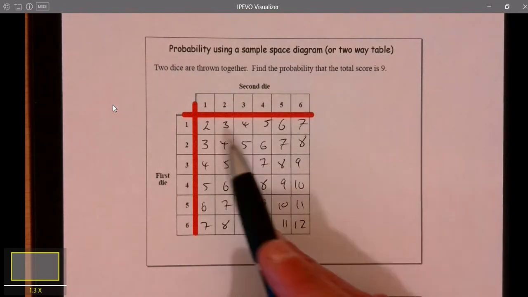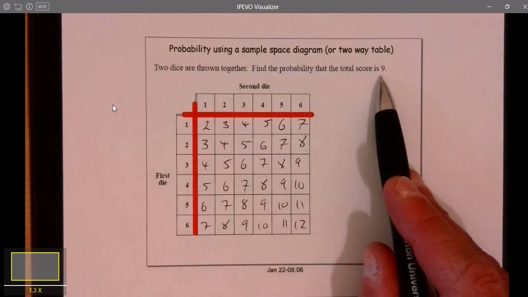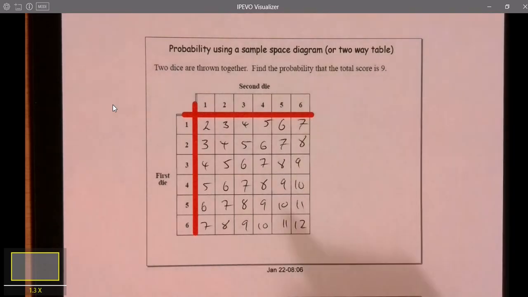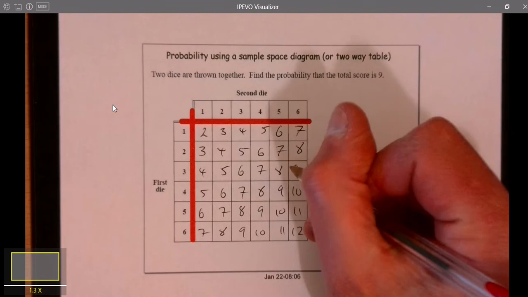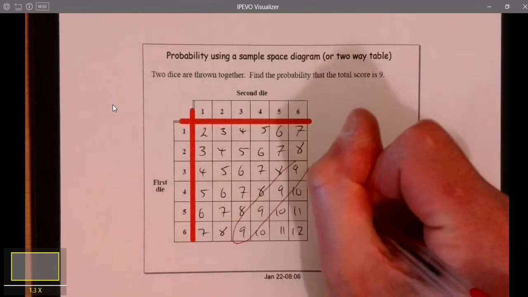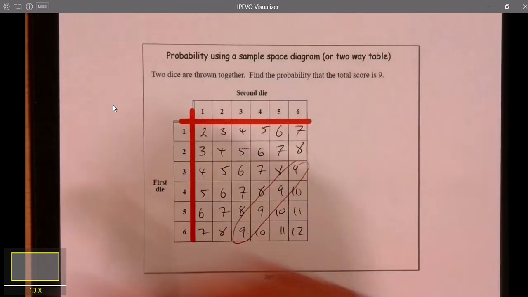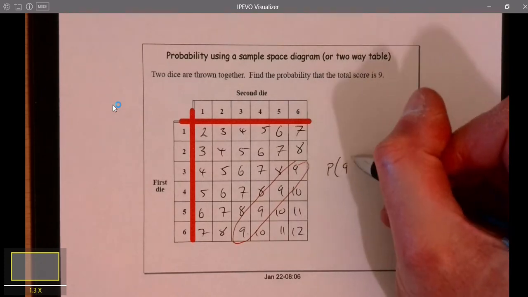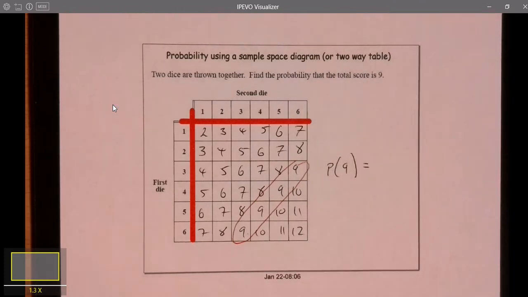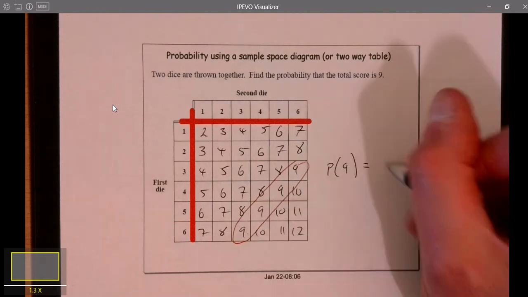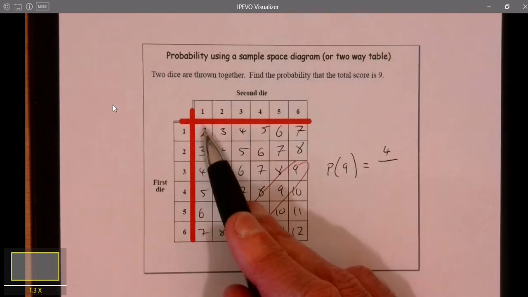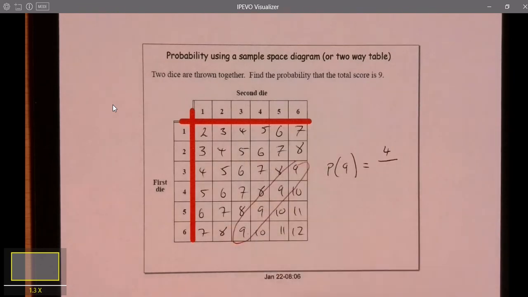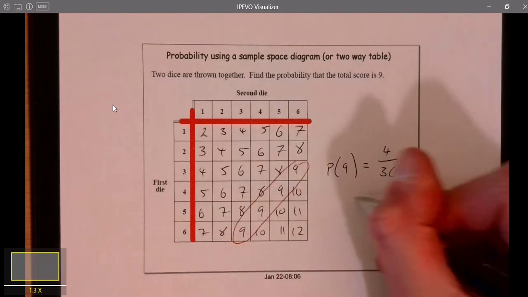So now we can go and answer the question. Find the probability that the total score is 9. How many times does that happen? It happens in these places, just here. So it happens in 1, 2, 3, 4 spots. So the probability of getting a score of 9 is 4 over how many have we got altogether? Just count these up. We've got 36.